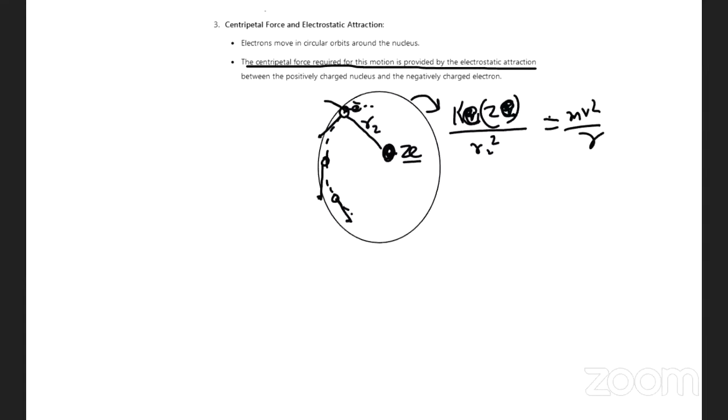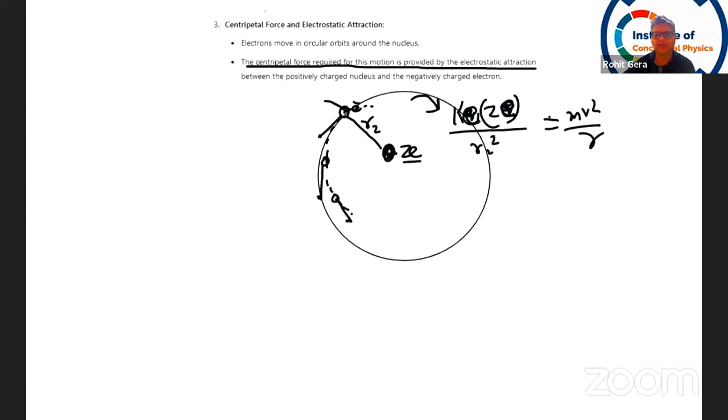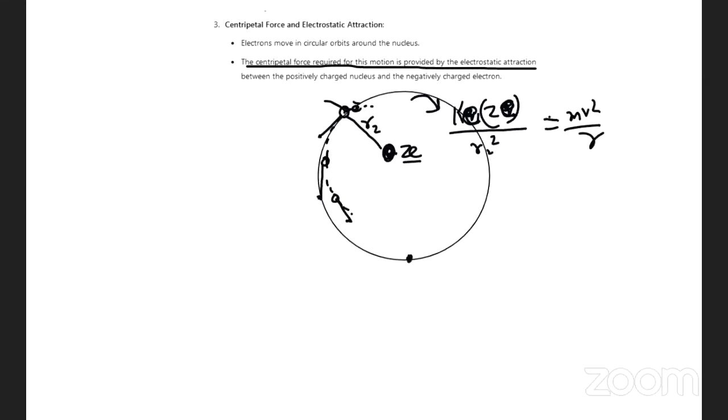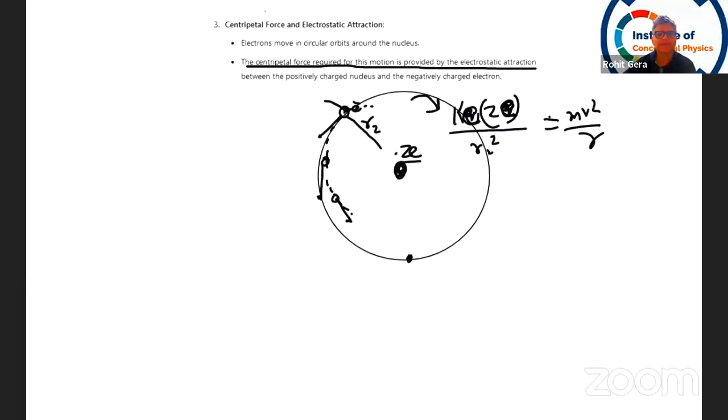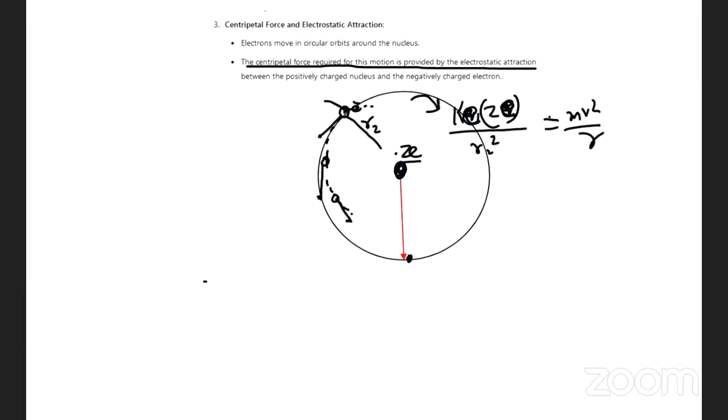This is the circle. Now, say the electron is here, for example, at some distance from the nucleus. So let's say this is my nucleus. It is at the center. This is the distance I have.